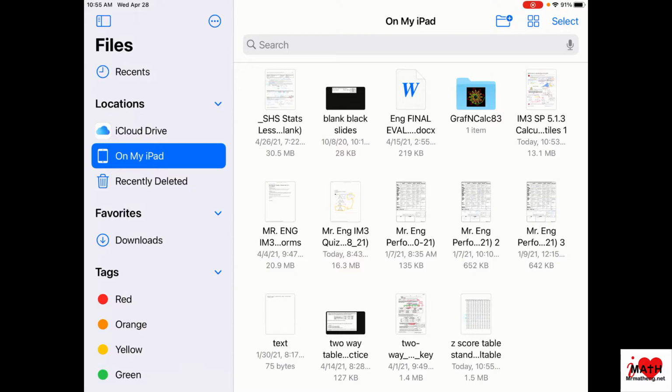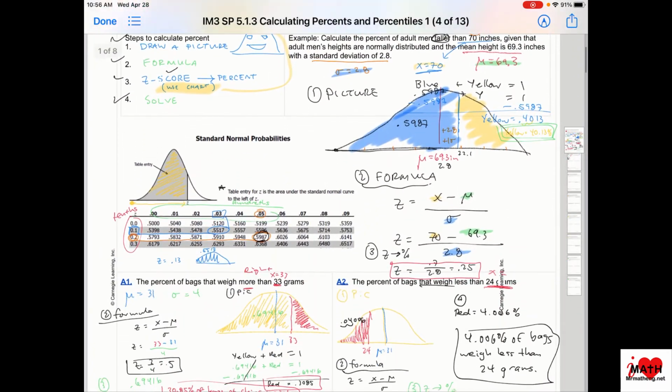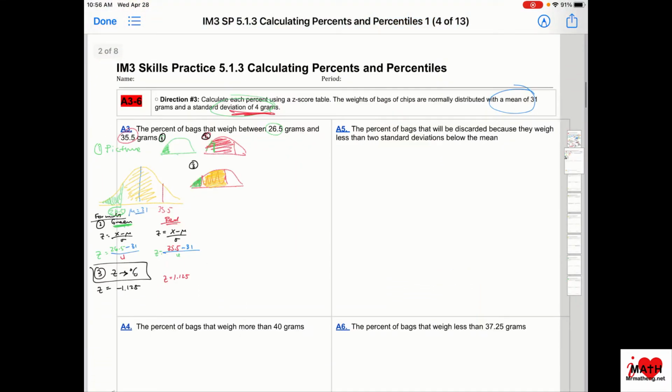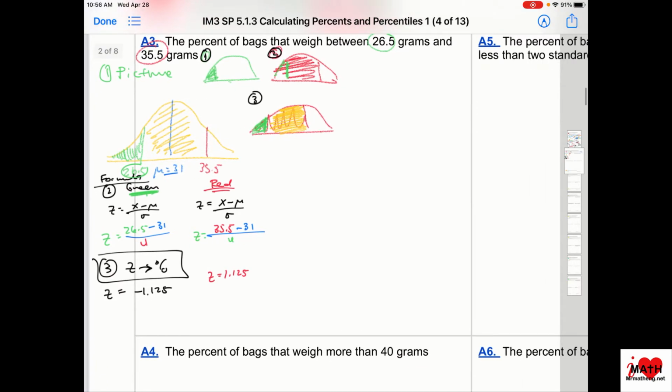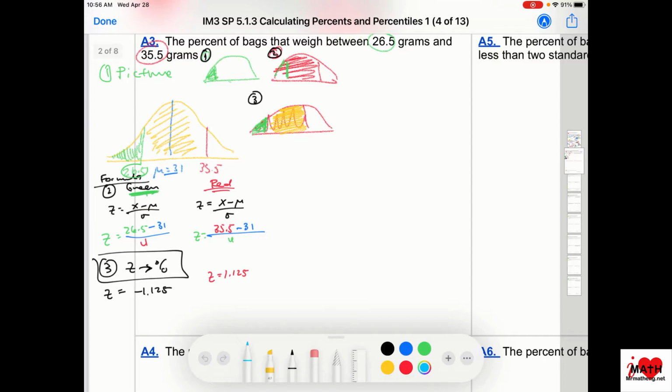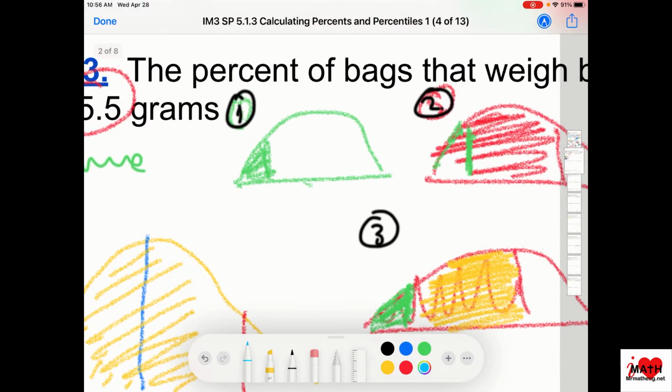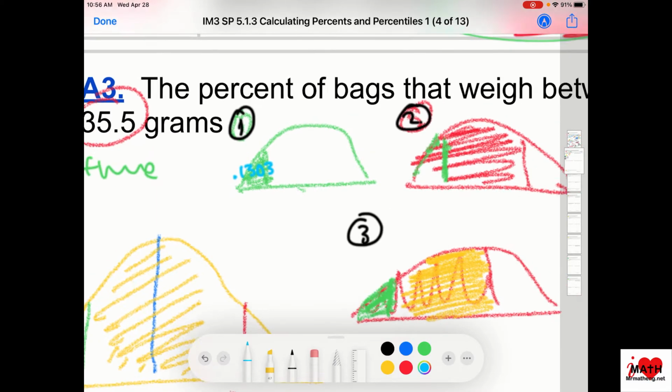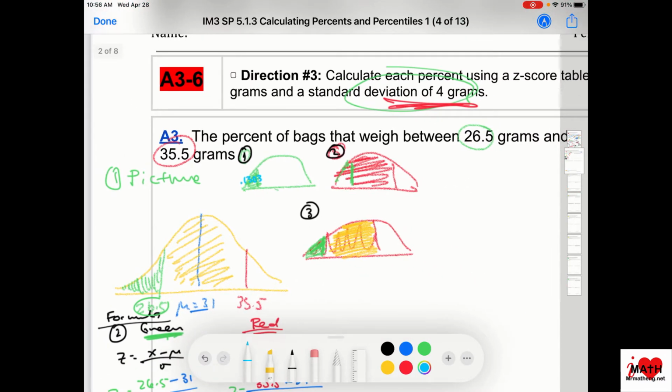Okay, let's go back here. What did we do so far? We basically found that the green area is an area of 0.1303. This little area. Okay. All right, let's do the same thing now for the red.